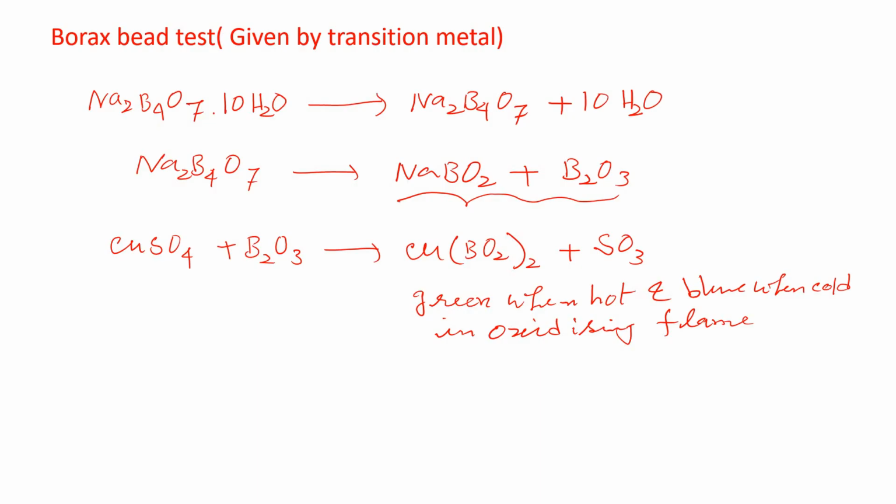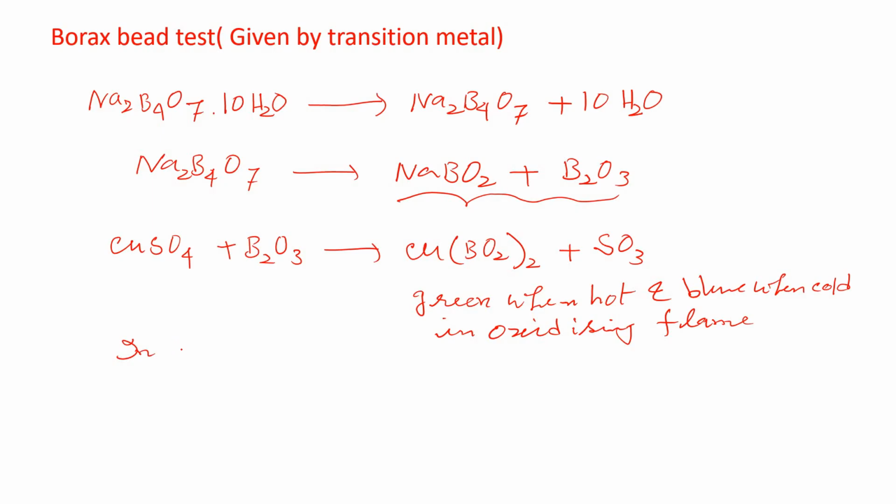Okay. So this metaborate has different color in the hot condition and also in the cold condition. So this metaborate imparts the color of the flame. Now, in reducing flame, what happened?